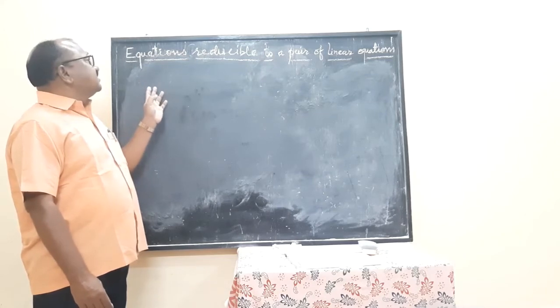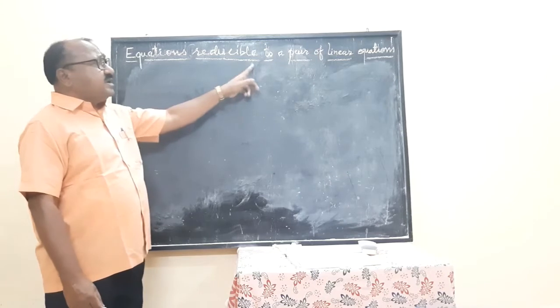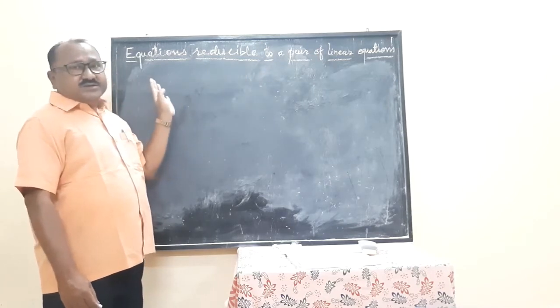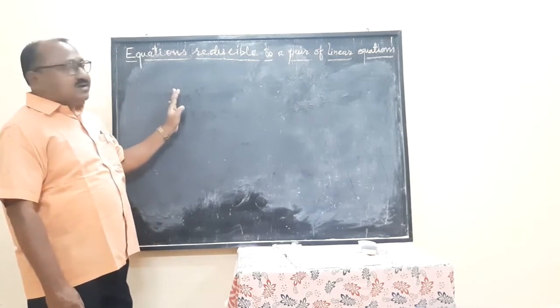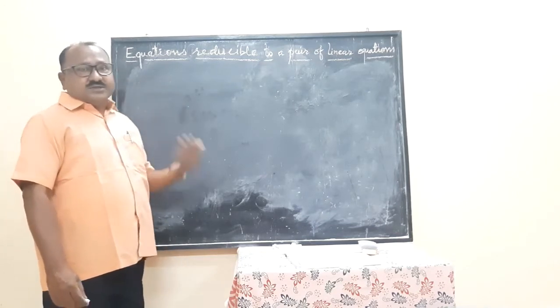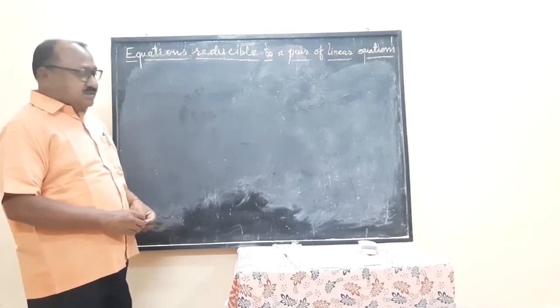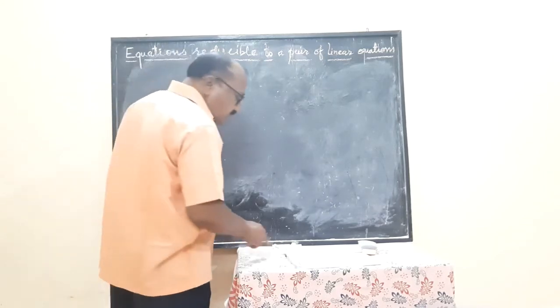Examples which are equations reducible to a pair of linear equations. Means first of all, those equations are not in a pair of linear equations, but we have to transfer those equations into a pair of linear equations. So I will take one example.